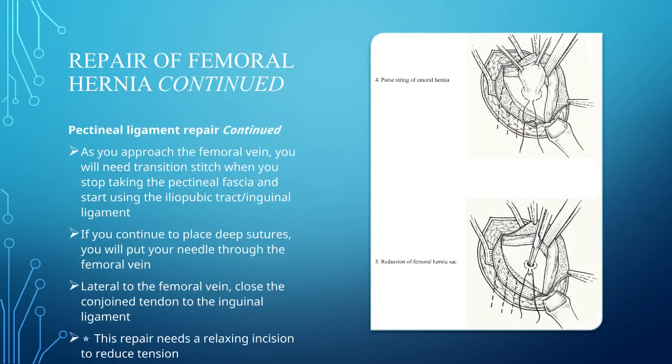The transition stitch. As you place sutures laterally, you approach the femoral vein. You will need a transition stitch when you stop taking bites of the pectineal ligament and start taking bites of the inguinal ligament. If you continue placing deep sutures lateral to this point, you are in extreme danger of putting your needle through the femoral vein. Lateral to the femoral vein, you close the conjoined tendon to the inguinal ligament. A relaxing incision is necessary to reduce tension on this repair.